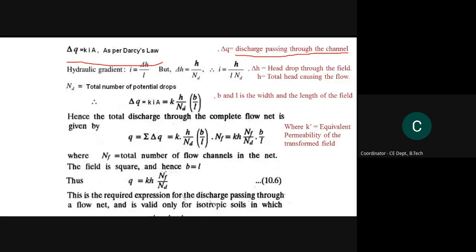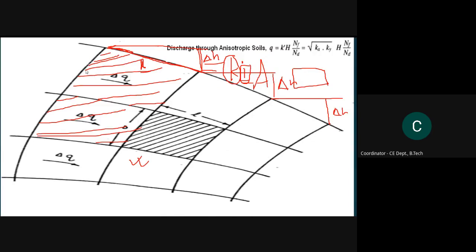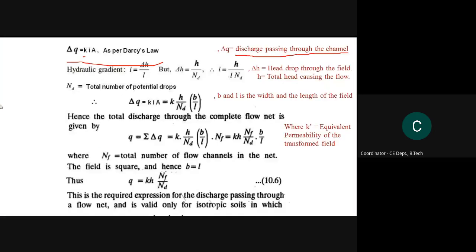By knowing these terms, K, which is the equivalent permeability of the transformed field, i, which is the hydraulic gradient of the channel or field, and A, which is the area, we can easily evaluate the discharge passing through this channel. We need to know the amount of discharge right here. As we know, hydraulic gradient i is nothing but del H by L.